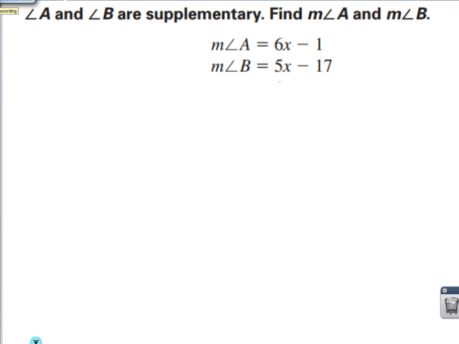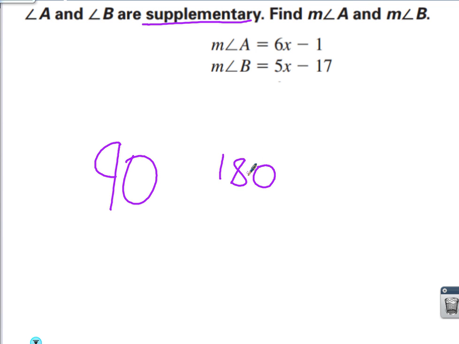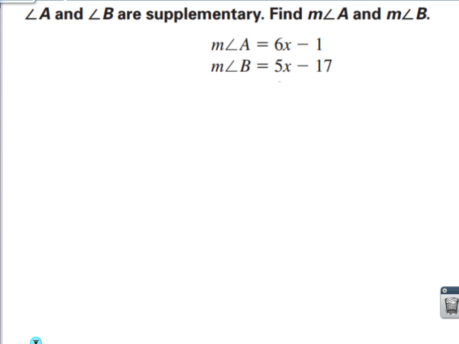It says the measure of angles A and B are supplementary. Stop there. Hunter, that word's supplementary. What does that mean? Add it to what? Yep. Complementary versus supplementary. Complementary angles always add up to 90. Supplementary angles always add up to 180. Okay? So therefore, we have one relationship between these two angles: they add up to 180.